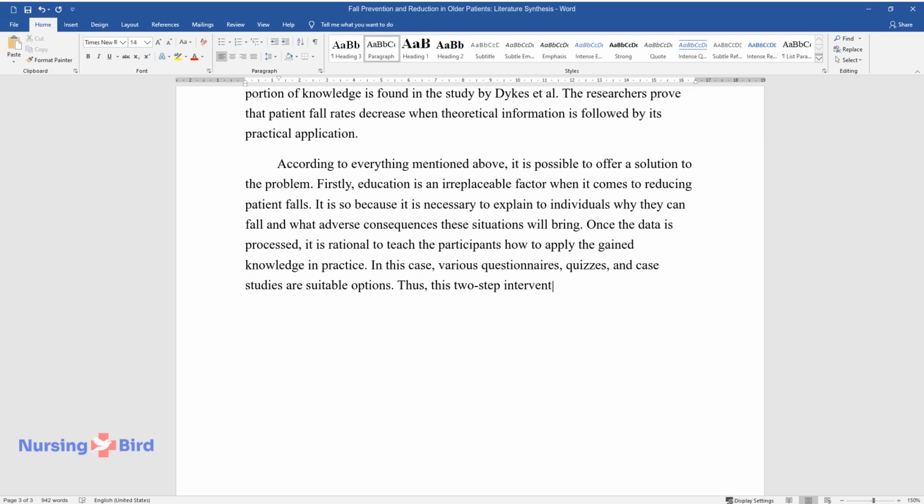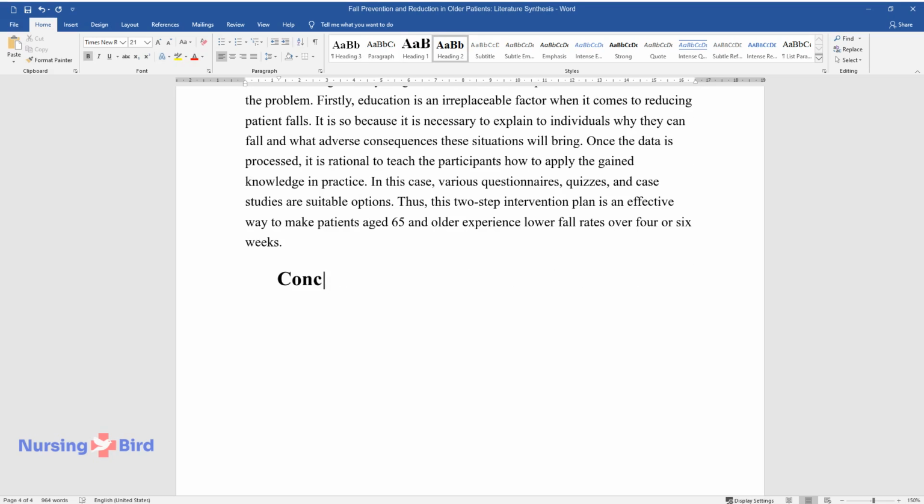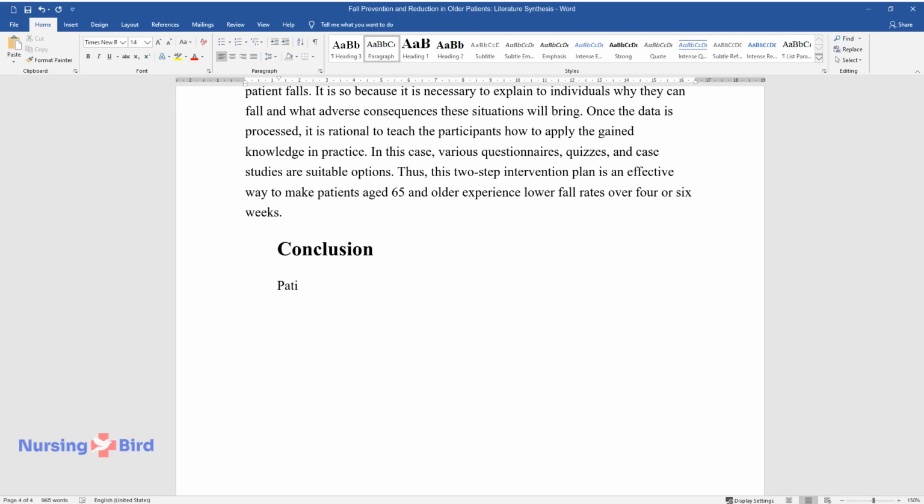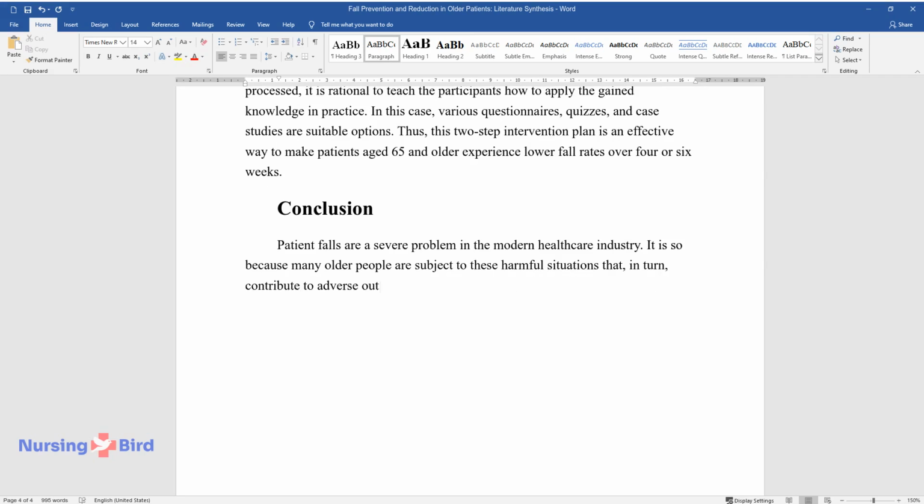Thus, this two-step intervention plan is an effective way to make patients aged 65 and older experience lower fall rates over 4 or 6 weeks. Conclusion: patient falls are a severe problem in the modern healthcare industry. It is so because many older people are subject to these harmful situations that, in turn, contribute to adverse outcomes.